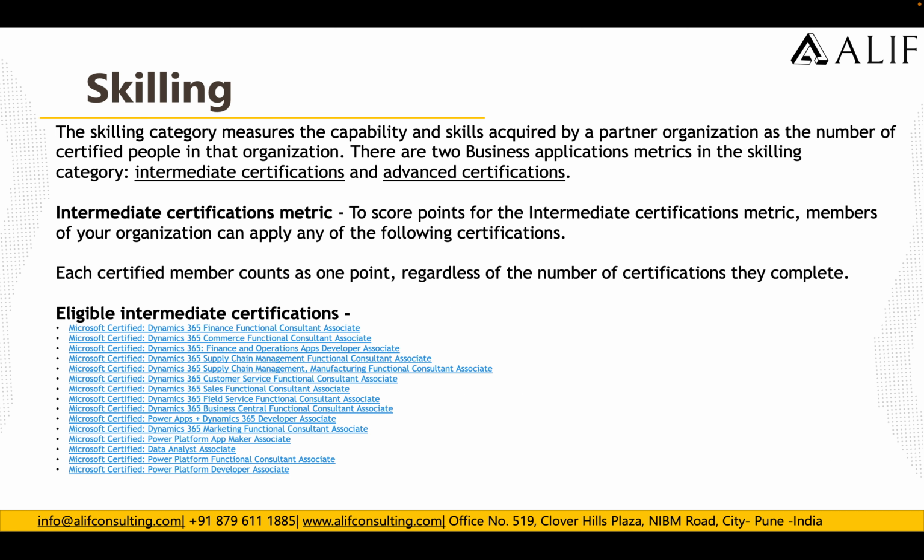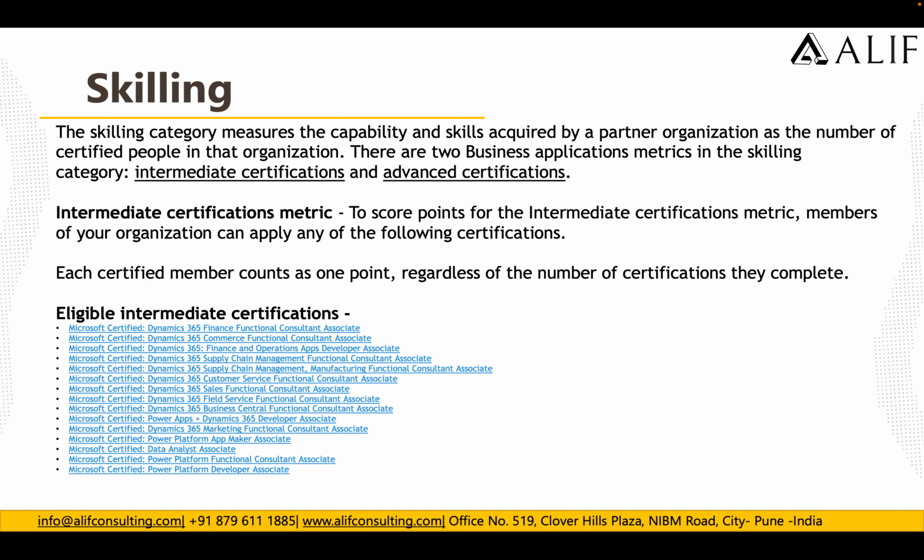Now let's talk about skilling. The skilling category measures the capability and skill acquired by a partner organization as a number of certified people in the organization. There are two business application metrics in skilling. The categories are intermediate certificates and advanced certificates.